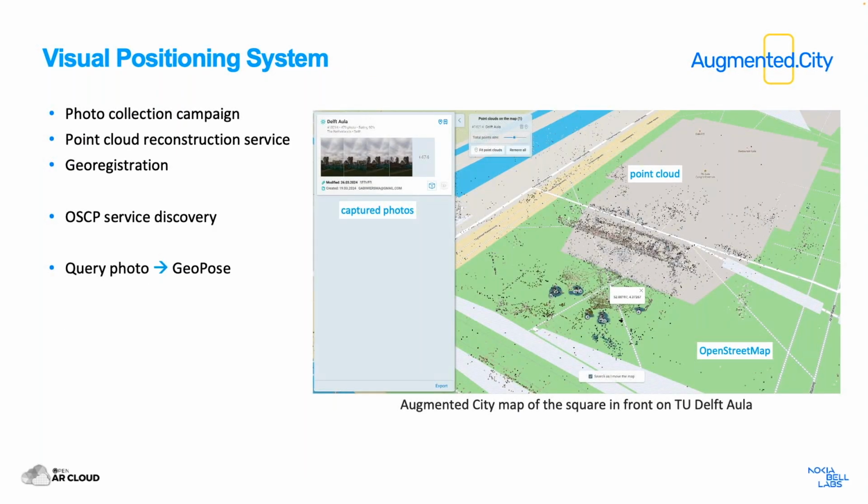Because we use a visual positioning system, there are many of these systems available today. Some of them are proprietary, most of them actually, and we use one startup called Augmented City. This is how their map looks like. So we collect a bunch of photos in front of the TU Delft building, and there is a point cloud reconstructed from them. This point cloud is aligned to the OpenStreetMap. And then at query time, you send one picture to the server, and it determines your GeoPose, the GeoPose of your camera. And then the client retrieves from the Open Spatial Computing Platform all available contents that are around this place. Next slide, please.